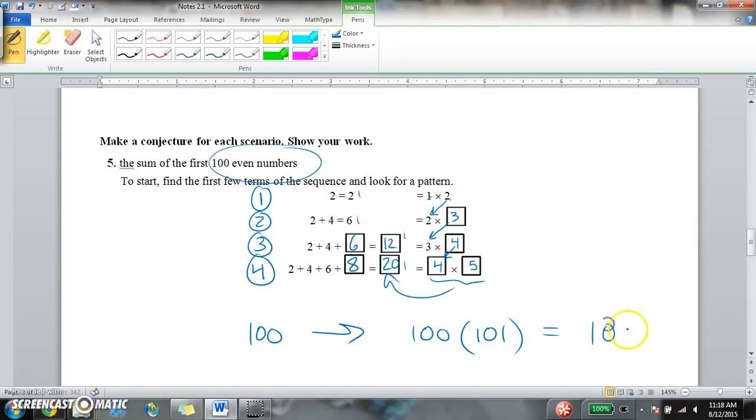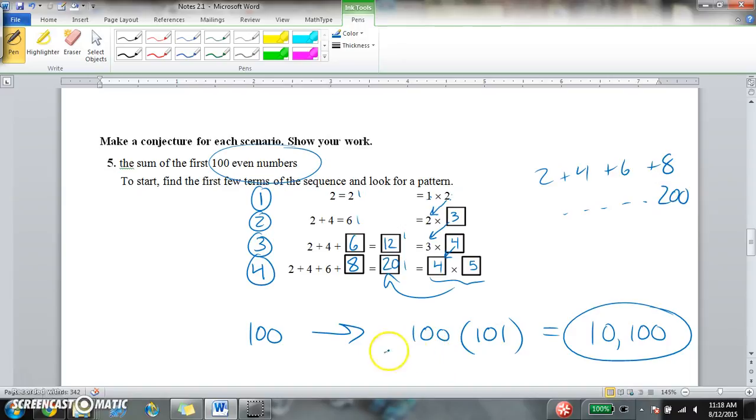gives us 10,100, which actually is what you get if you took the time to add up 2 plus 4 plus 6 plus 8 all the way. 100 even numbers would take you all the way to 200. That would take a very long time to add up, so we use this pattern that we found to do it a lot more quickly.